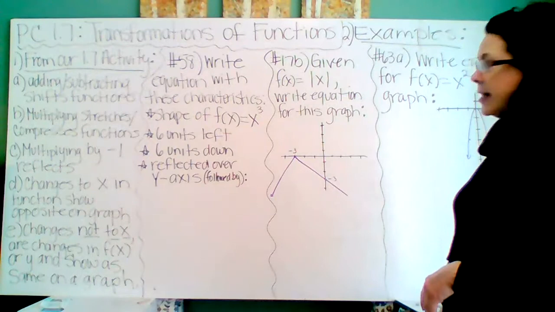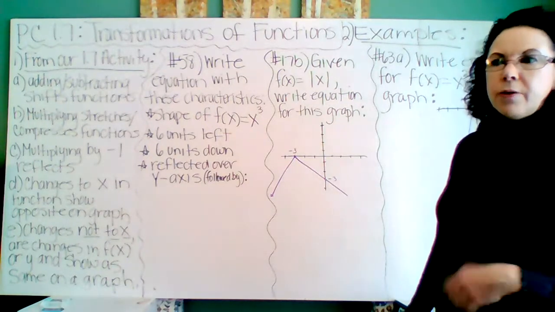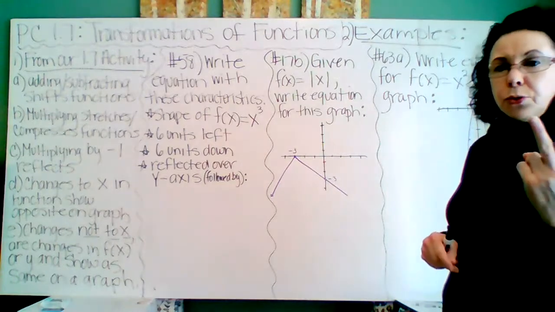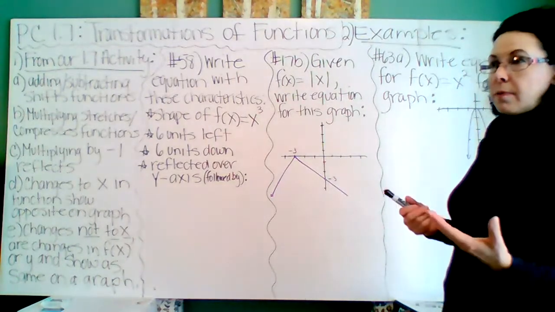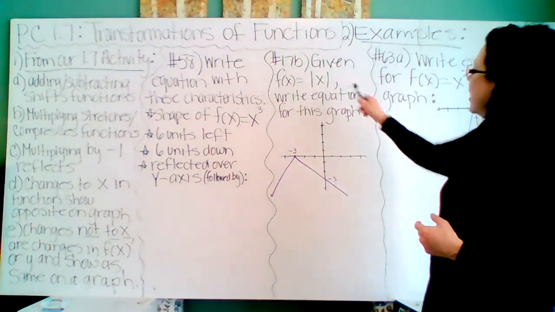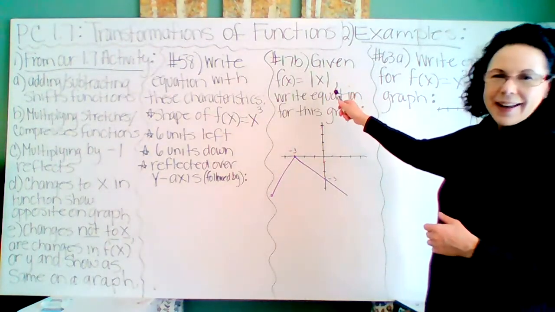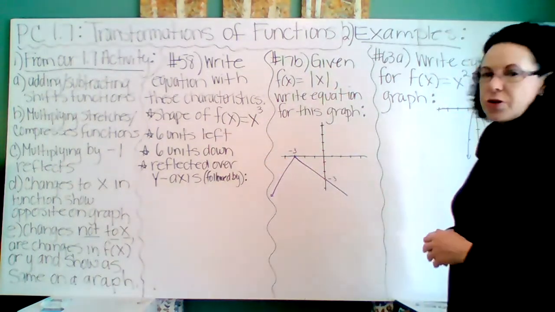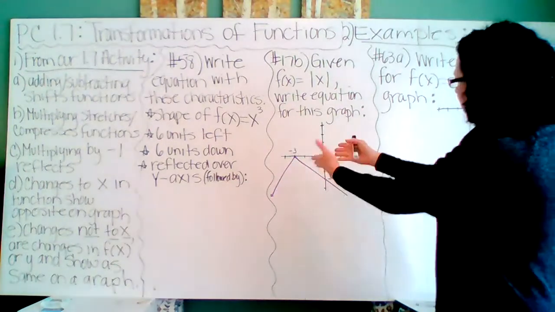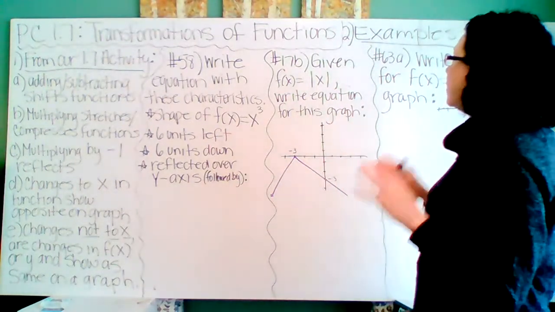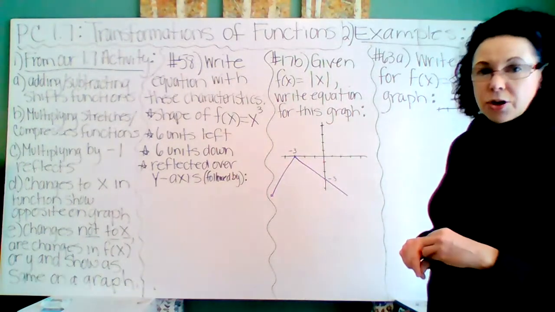Given f of x is the absolute value function, we know that that is that V shape that's broken into two lines. On its own, it would be the y equals x line for x greater than 0, and the y equals negative x line for x less than 0. So given that you are starting with the absolute value function, and you can see that it has this V shape, they want you to write the equation for this graph.